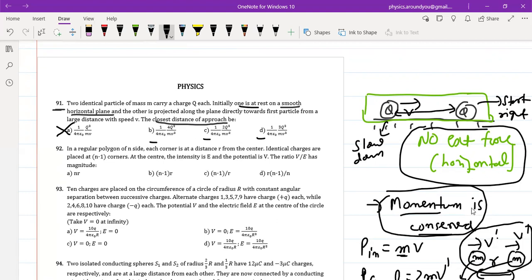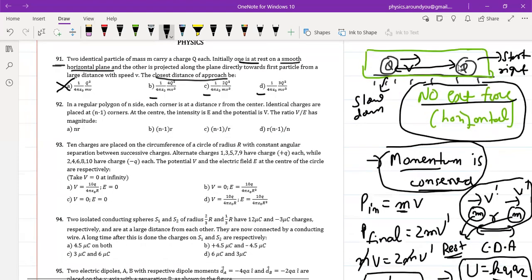You can either attempt this for the first time, or you can revisit it after you attempt the other questions. But the concept is this: momentum conservation, energy conservation. The whole assumption is based on no external force because there is no friction. Both of them are placed on a smooth floor. That was question 91, quite a conceptual one.